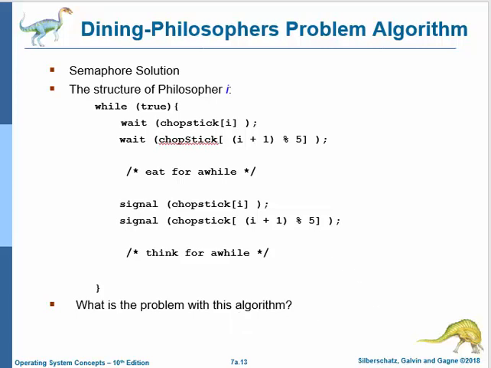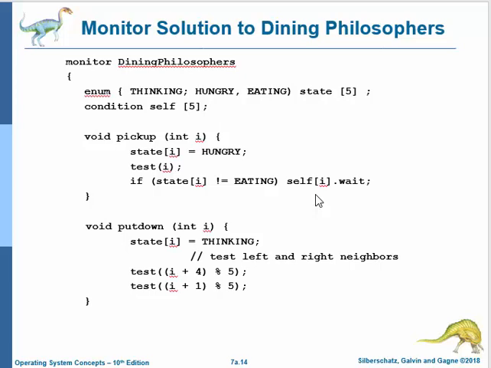Several possible remedies to the deadlock problem are the following. The first one is to allow at most 4 philosophers to be sitting simultaneously at the table. Number 2, allow a philosopher to pick up her chopsticks only if both chopsticks are available. To be able to do this, she must pick them up in a critical section. Third, use an asymmetric solution. That is, an odd-numbered philosopher picks up first her left chopstick and then her right chopstick, whereas an even-numbered philosopher picks up her right chopstick and then her left chopstick.